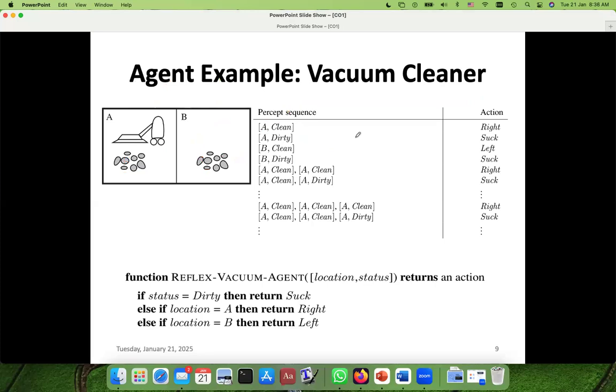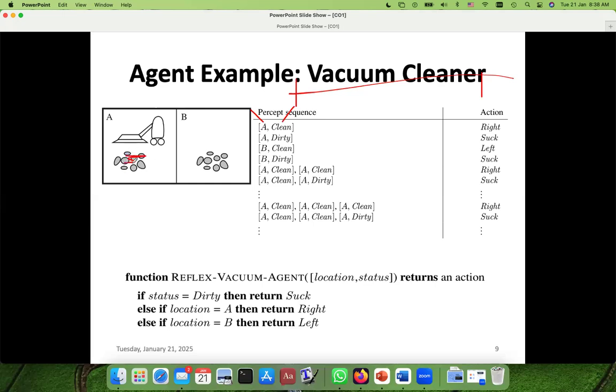I am telling you that in the beginning, when there were no advanced programming languages and not many development facilities, people were handling these things with table design. They were designing a table for that. In the table, for this example, we normally have two columns, percept sequence and actions. So initially the agent is perceiving that the location is A and the status is clean.